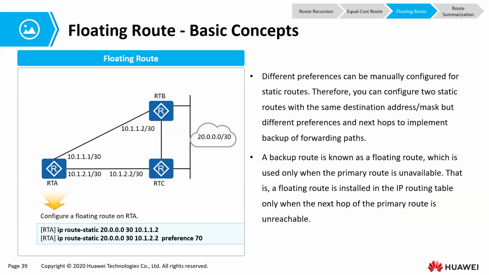Let's go to floating routes. A floating route is basically a backup-ish. It's a backup. How do we have a backup route? Different preferences can be manually configured. Therefore, you can configure two static routes, same destination, different preferences, and the next hops to implement backup or forwarding paths. A backup route is known as a floating route.